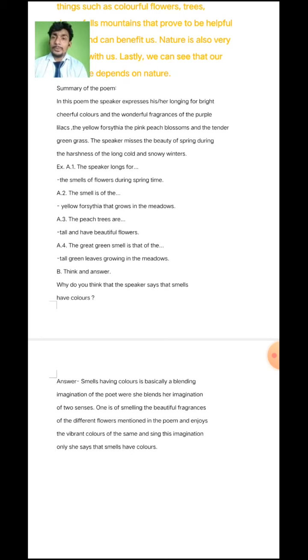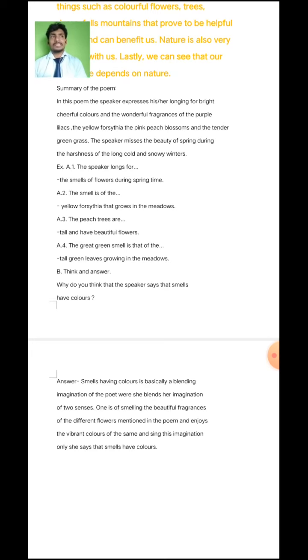Now, we will try to understand the summary of the poem. Now, this is new for us, guys. I have written, like in this poem, the speaker expresses his or her longings for bright, cheerful colors and the wonderful fragrances of the purple lilacs, the yellow forsythia, and the pink peach blossoms, and the tender green grass.